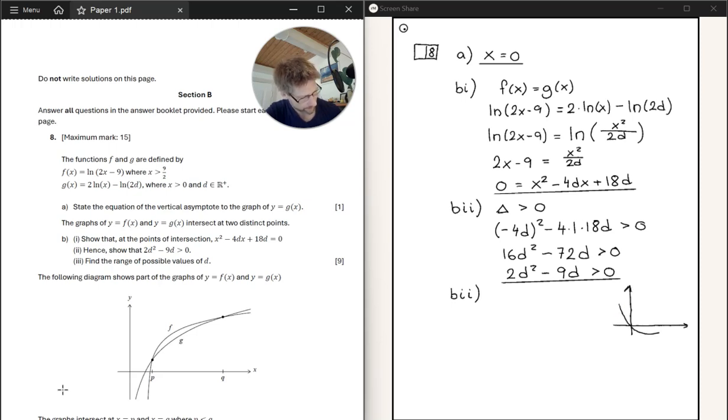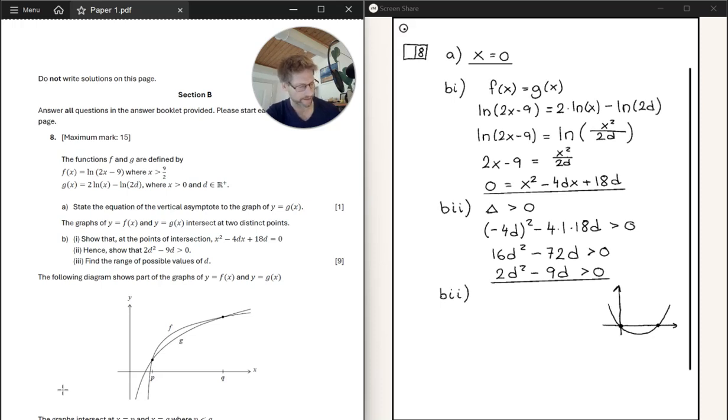Then, if the parabola looks something like this, if we find the two places where the expression is equal to 0, then we know that the solution to the inequality is the numbers of d that are on the right side of this one and on the left side of this one. That's the thinking we do. So we actually solve 2d squared minus 9d equal to 0.